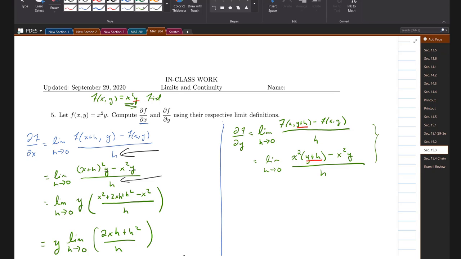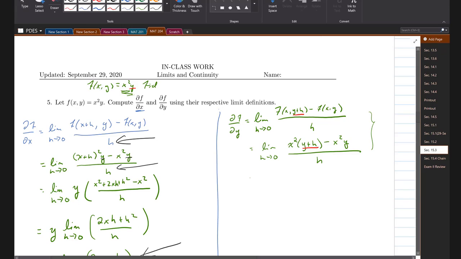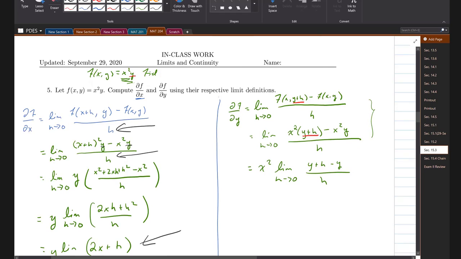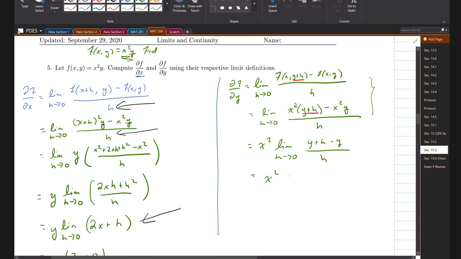Great. So now, just like before, and I'm going to do this part a lot faster now. That's the limit as h approaches 0 of x squared times y plus h minus y, all over h. Bibbidi bobbidi, we get then just the limit as h approaches 0 of the constant x squared, which is just x squared.